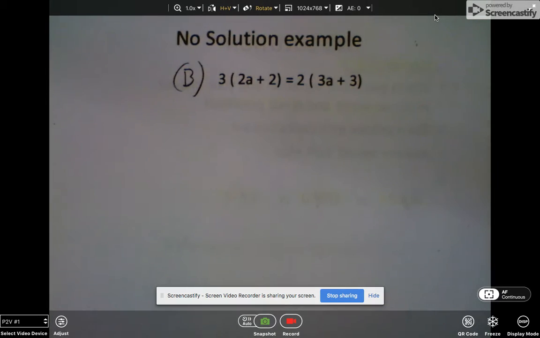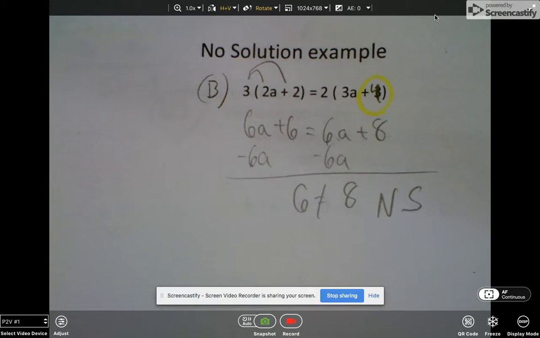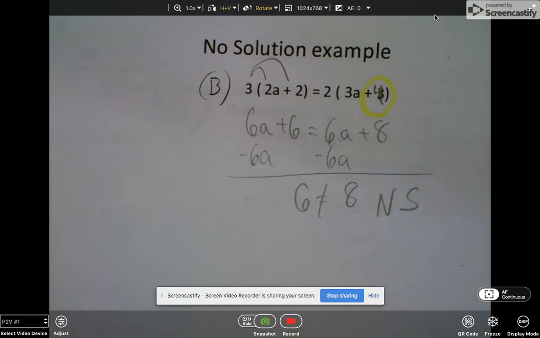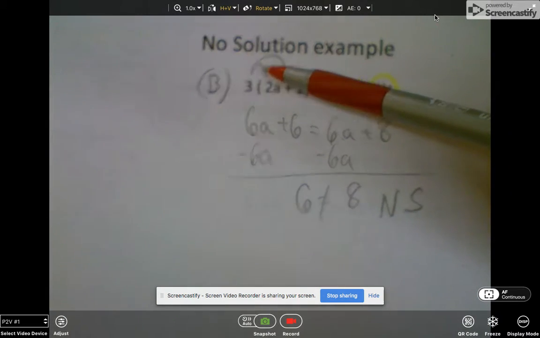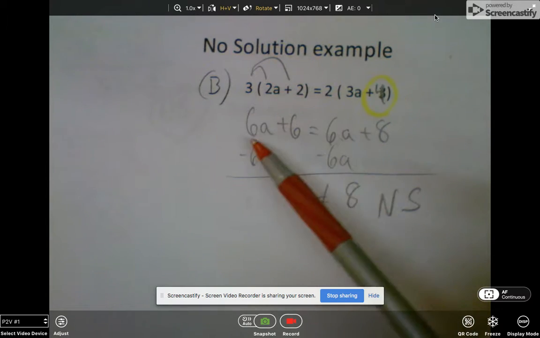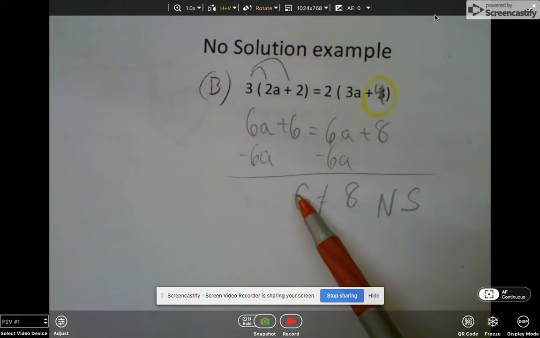All right, can someone raise your hand and tell me what you got for the final solution, or what it looked like? So you should have got no solution, because at the end you get 6 equals 8. Again, you distribute, and distribute. You can see here they're both 6a, so you subtract 6a on both sides, and you get 6 equals 8. That is no solution.